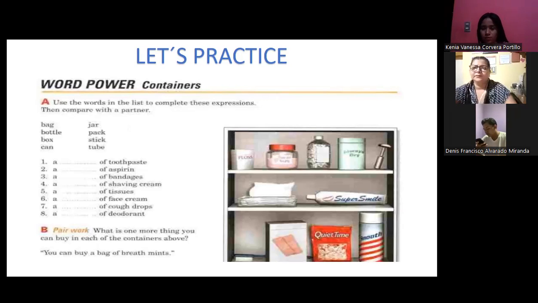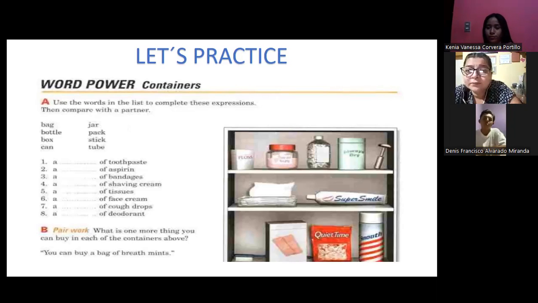So look at that. And also we have some possible parts of this one. Do you have a question about these words? Bag, bottle, box, can, jar, pack, stick, and tube. Do you have a question?